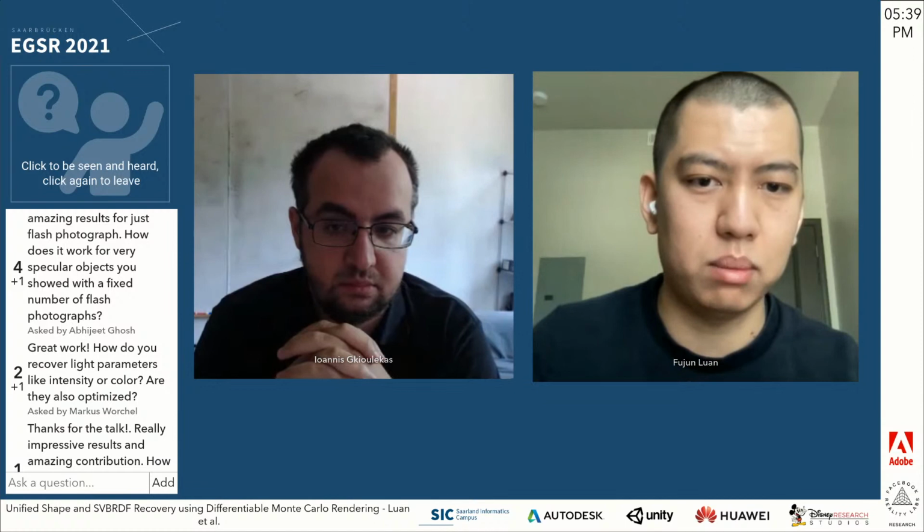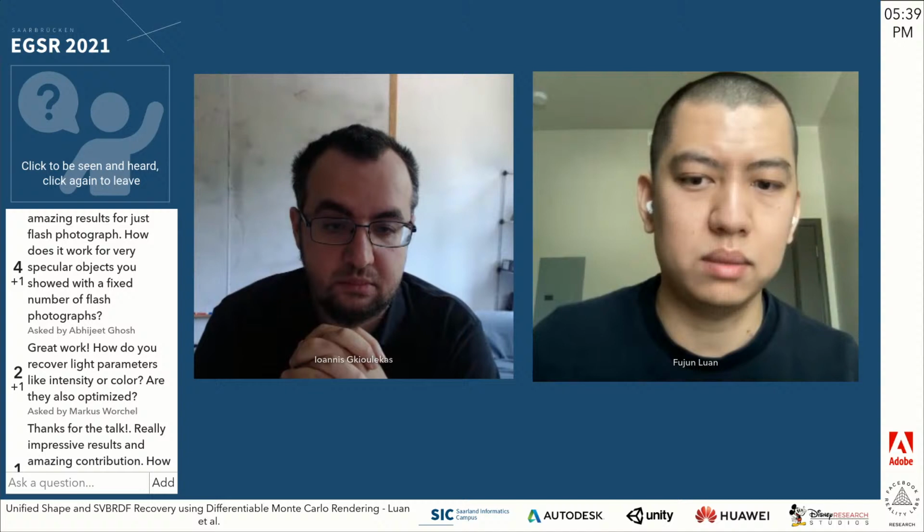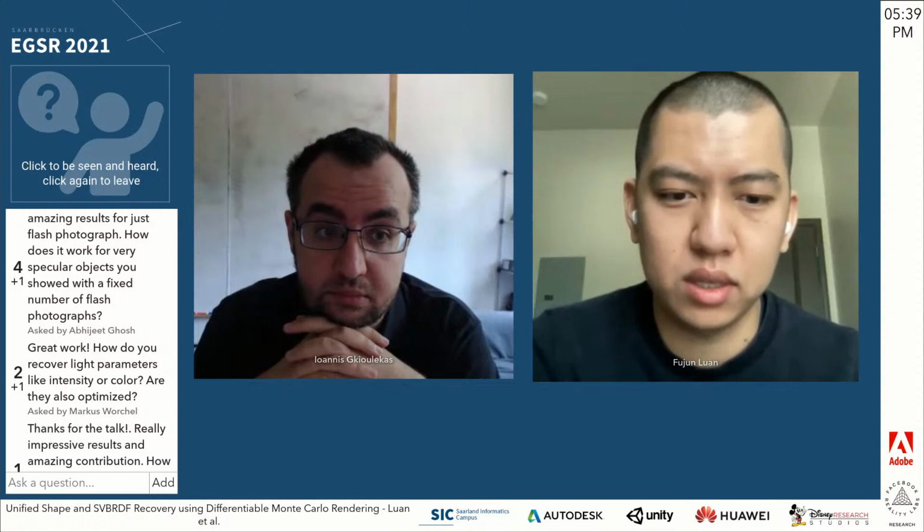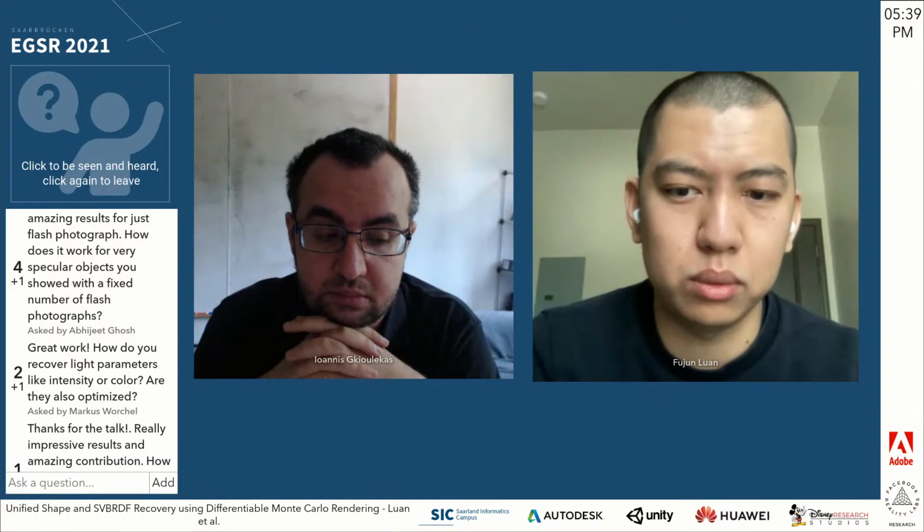And if you re-render in a different view or different lighting condition, that will show artifacts. But in this project, we acknowledge that our material part is not very strong, and we are actually thinking about the next steps about using neural priors, learning-based priors to better regularize specular albedo and roughness.